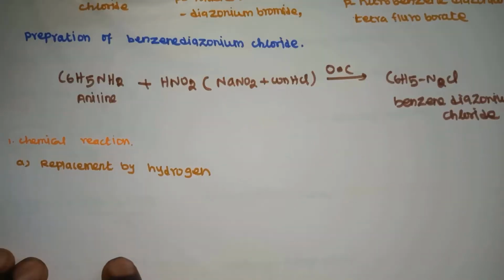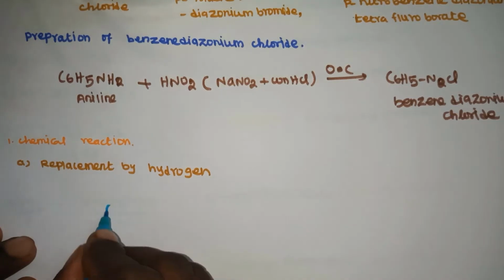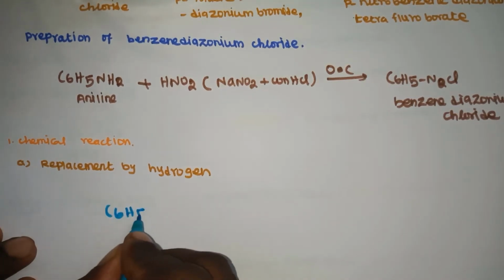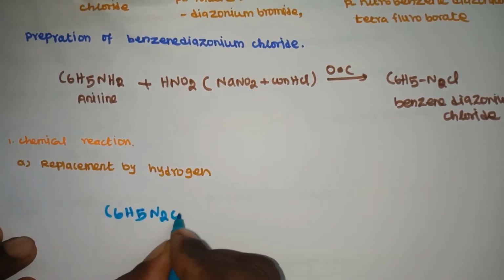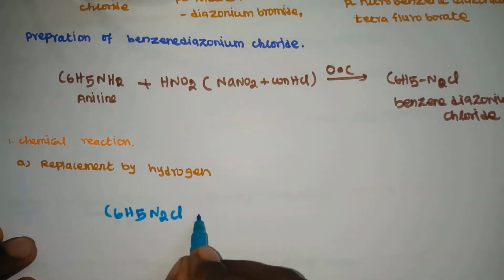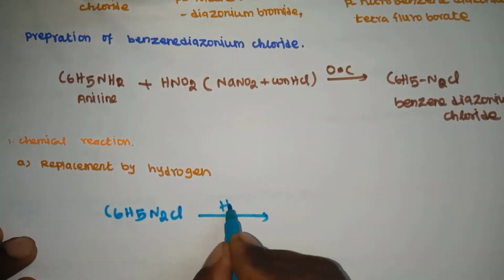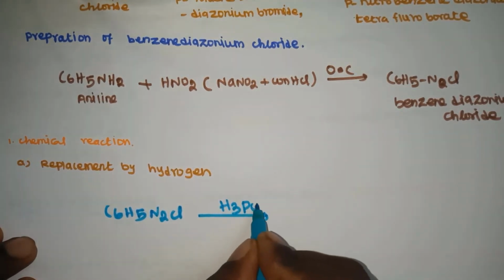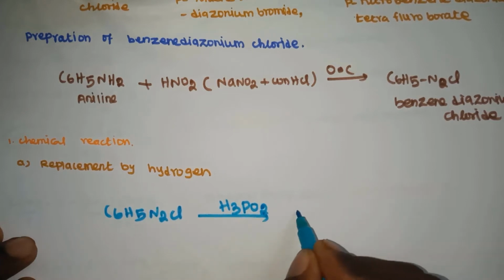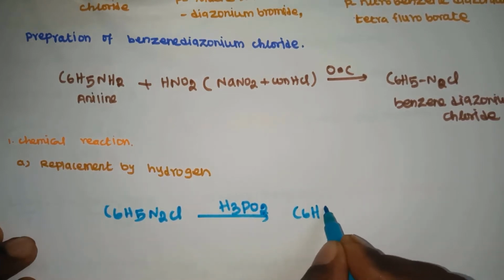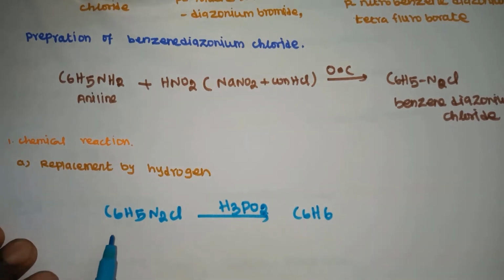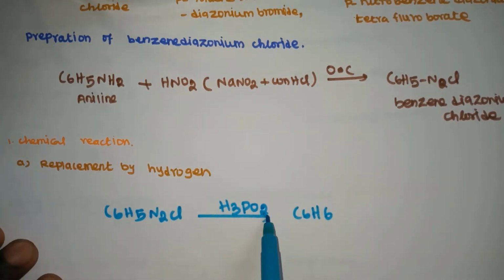Next is the chemical reactions of benzene diazonium chloride. First one, replacement by hydrogen. C6H5N2Cl, benzene diazonium chloride, is treated with hypophosphorus acid, H3PO2, to form C6H6. This is benzene. When benzene diazonium chloride is reduced with hypophosphorus acid, it forms benzene.